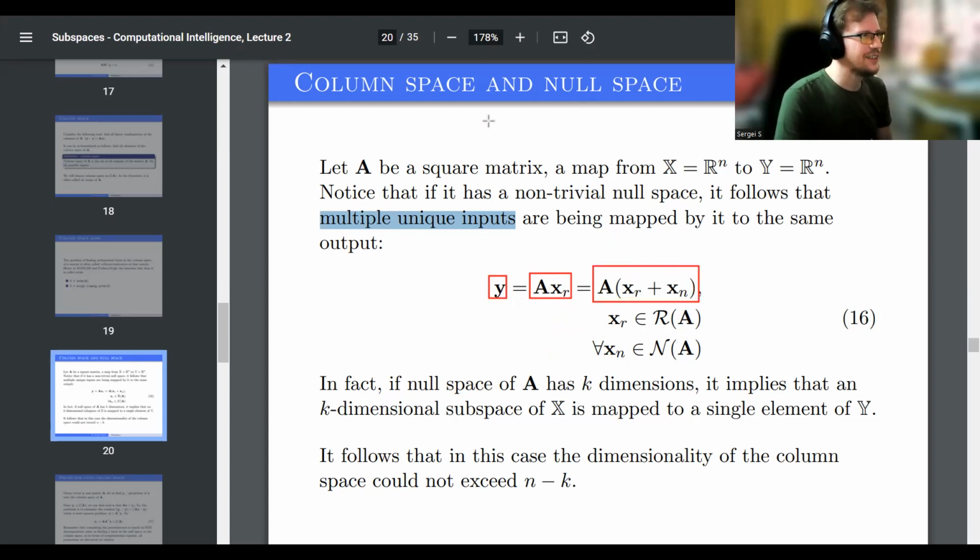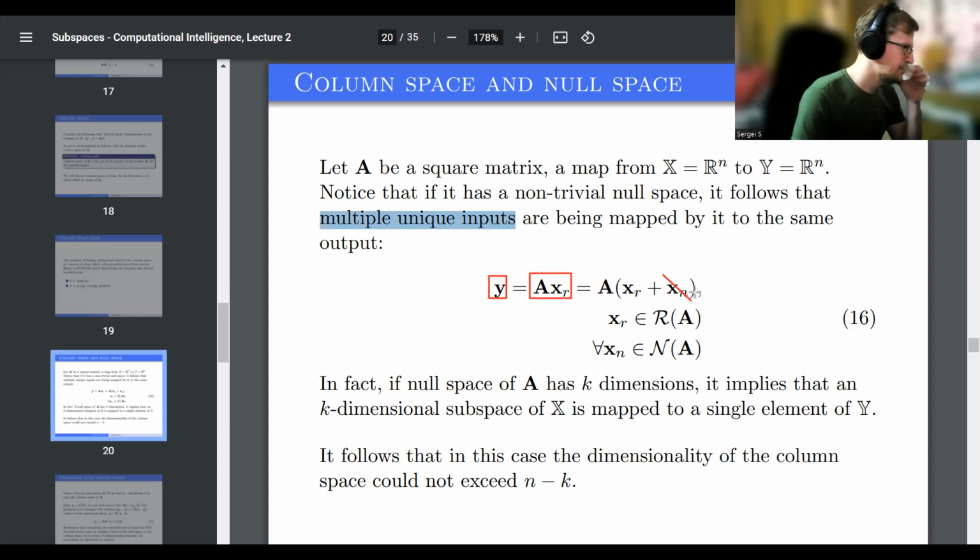How can we prove it? Well, pretty easy, because A times XN gives you 0 by the definition of what null space is. Hope this one is clear. Okay. Yes, it's clear. Okay. Right. So we have multiple inputs. They're different from each other. And why they're different? Because you get different XN, the same XR, and you get a different vector. But they all get the same output.